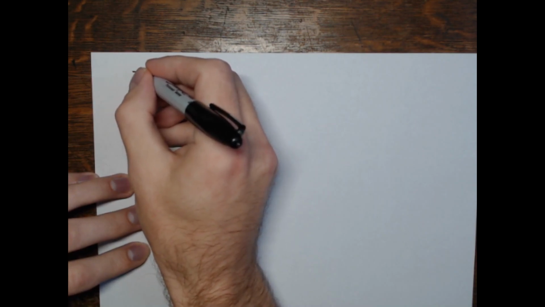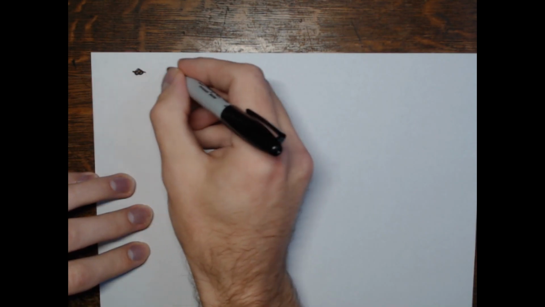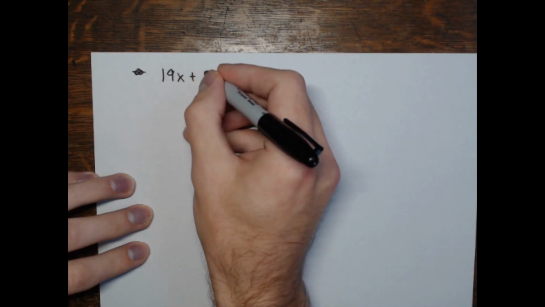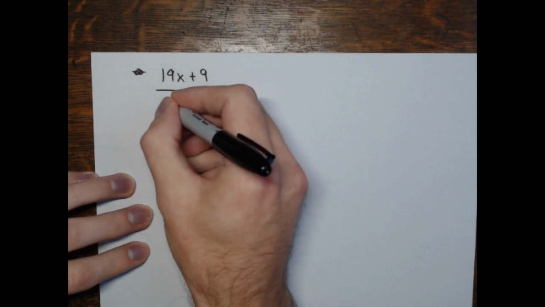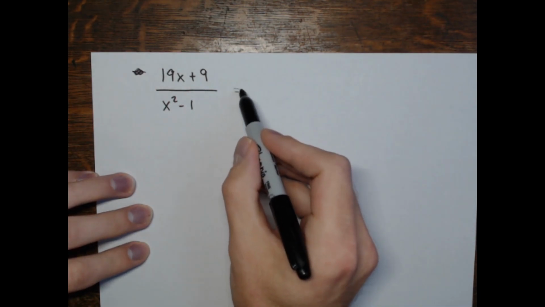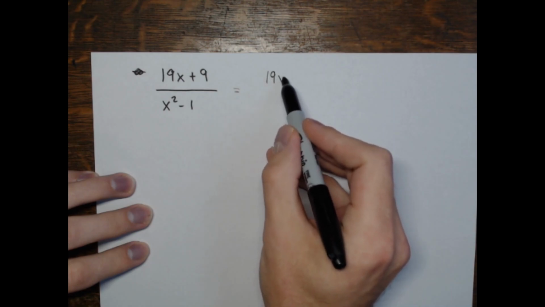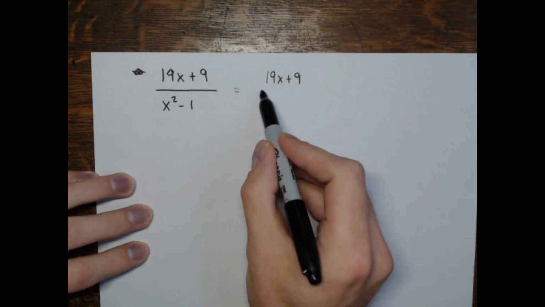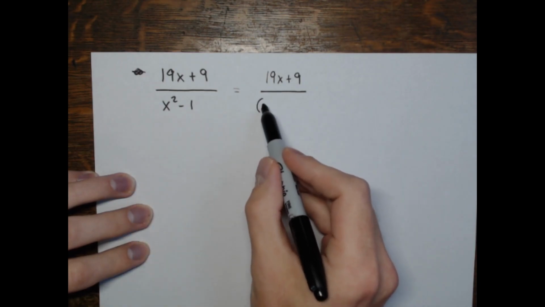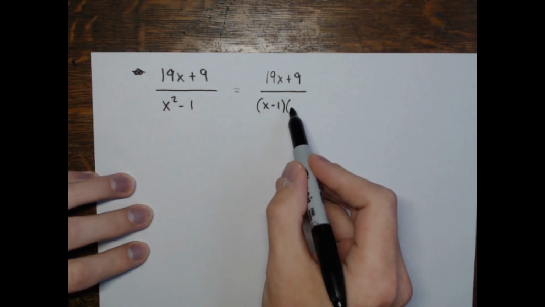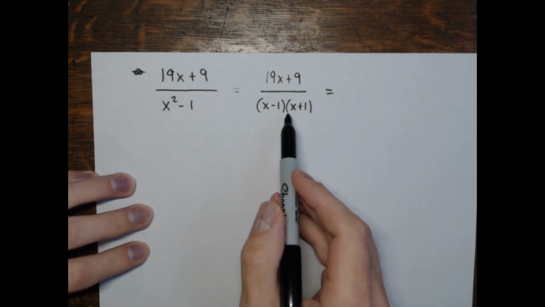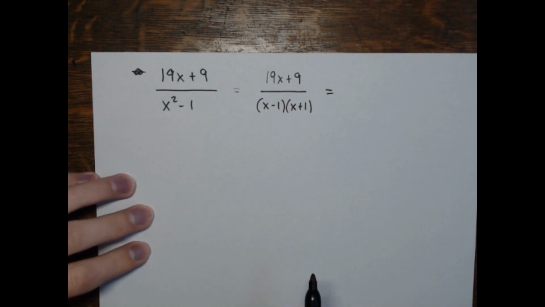So we have the function given to us: 19x plus 9 over x squared minus 1. And you can think of this denominator as the difference of squares. That'll factor to x minus 1 times x plus 1. And we have some non-repeating linear factors once again.